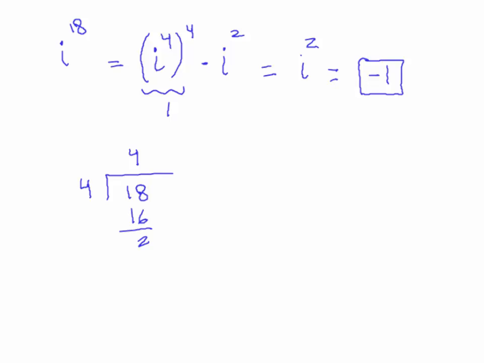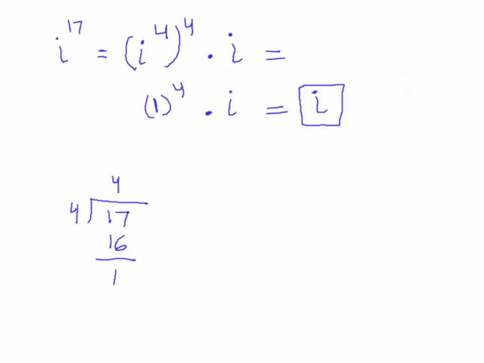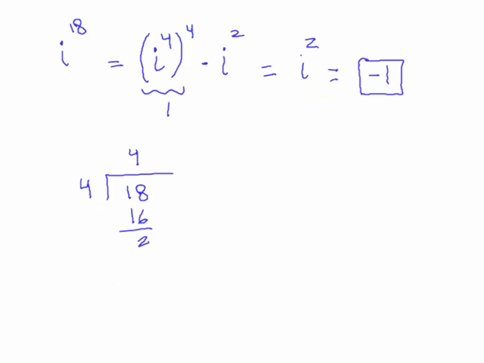-1. Okay, so let's go back and see if we can see a pattern here. So i to the power of 18 turns out to be -1. i to the power of 17 turns out to be i. If the remainder is equal to 2, we don't care about this part here, because i to the power of 4 to the power of anything would be equal to 1. The remainder is important here. So if the remainder turns out to be 2, this whole thing would be equal to i to the power of 2, which is equal to -1.